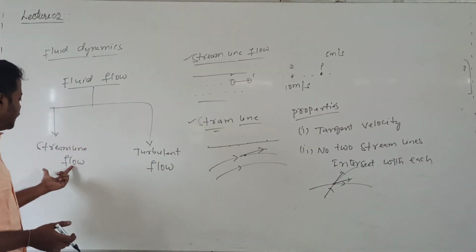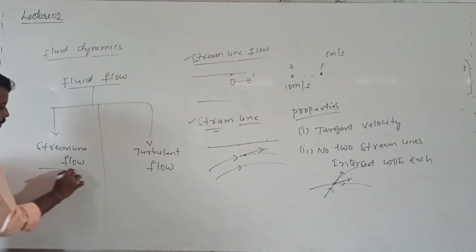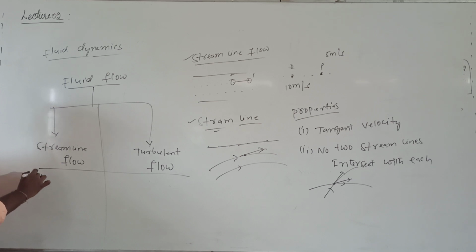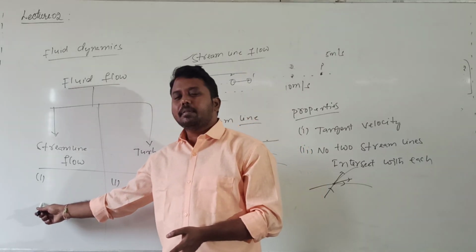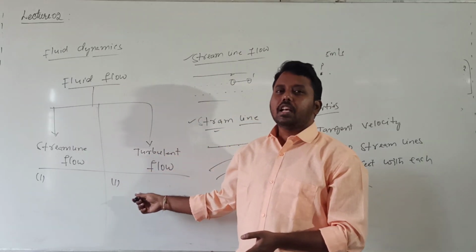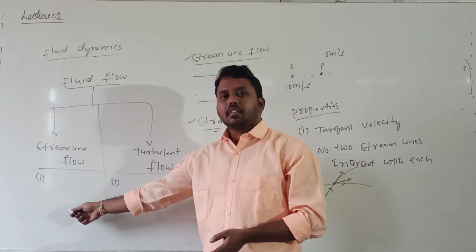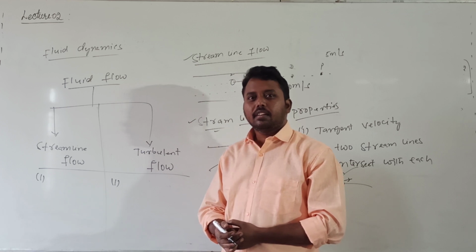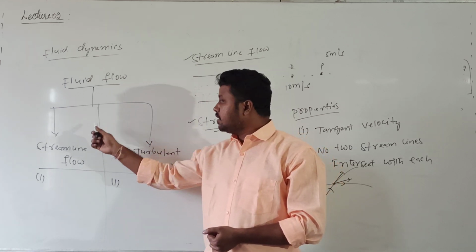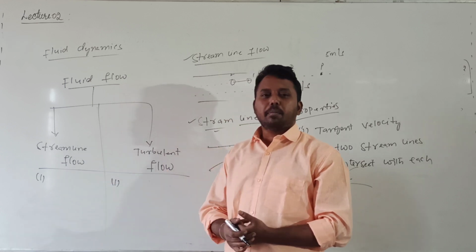So what is the major difference between streamline flow and turbulent flow? Here velocity will remain constant at a given point. Here velocity does not remain constant. Here the particle will follow the same path as the preceding one. Here the particle will not follow the same path as the preceding one. Here eddies will not be there. Here eddies will be there. So when our speed is increasing, the streamline flow will be converted into turbulent flow.